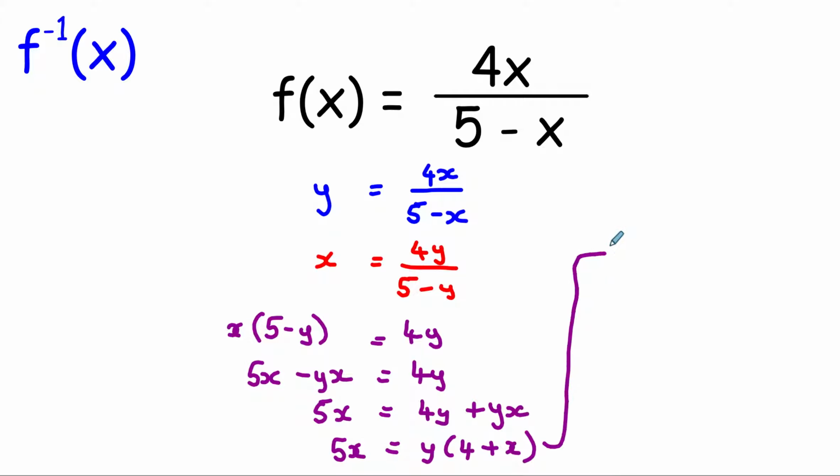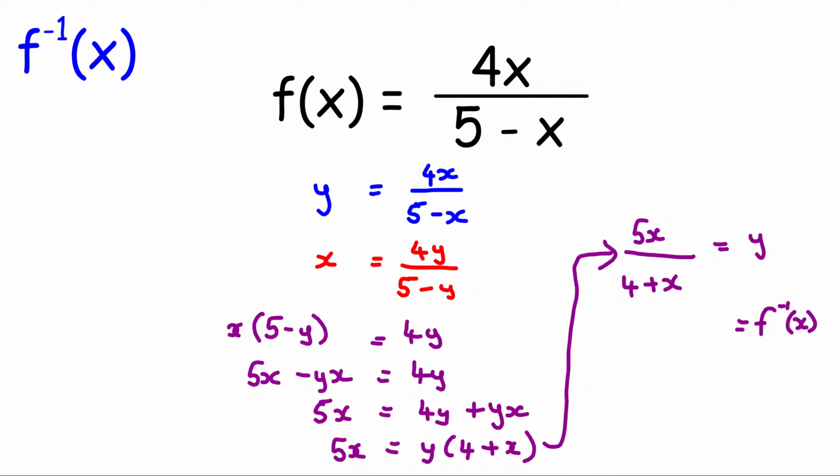Now, just to continue, to make y the subject, you must remove the entire bracket to the other side. So shift that to the other side, and as it's multiplying, it becomes a division on the other side. So this is in fact the inverse function of f of x. So therefore we put f to the minus 1 of x, and this is our answer: 5x over 4 plus x.